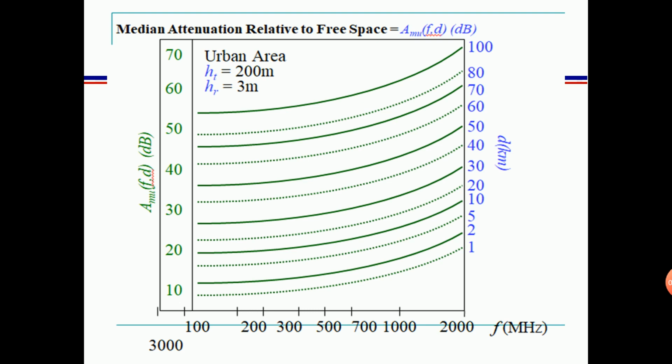For example, if it is 500 megahertz and the distance is 50 kilometers, let us assume that. We'll just draw a rough line. For 500 and for 50, in this 50 kilometer curve, where does it cross? This is the point. If you see here, it is around 35 dB. That is your attenuation relative to free space.